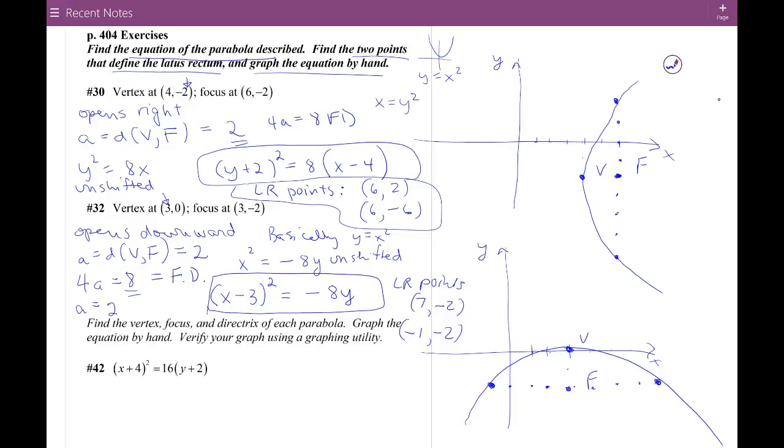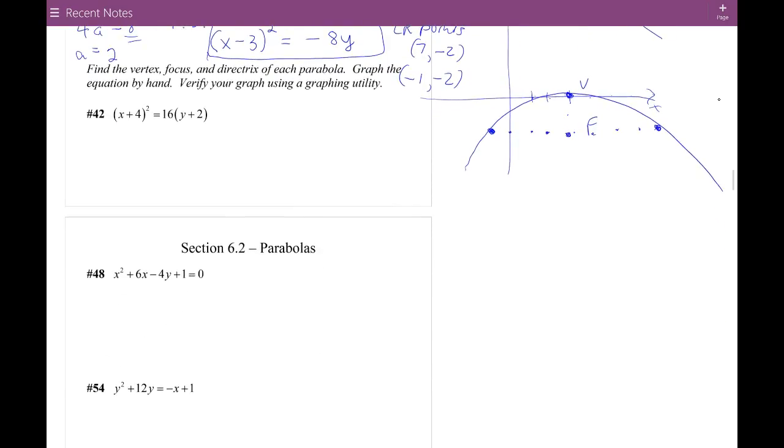Okay, so now we're going to try, given an equation, find all the important features. And this equation, let's see, y equals x squared is this parabola. That's the one I use as my home base. So this one opens up because I'm not seeing any negative.